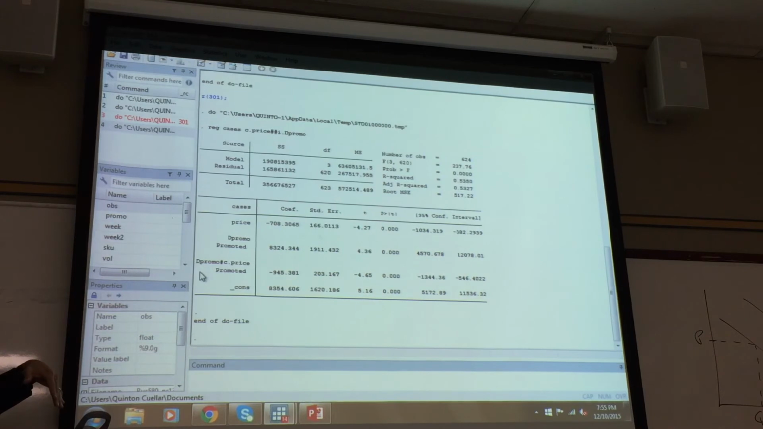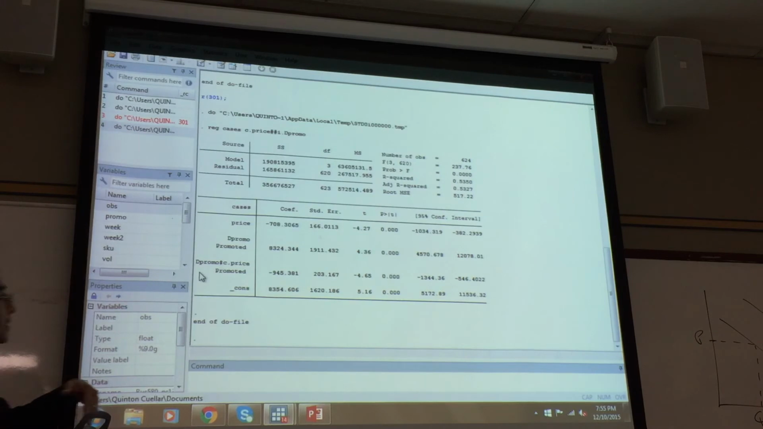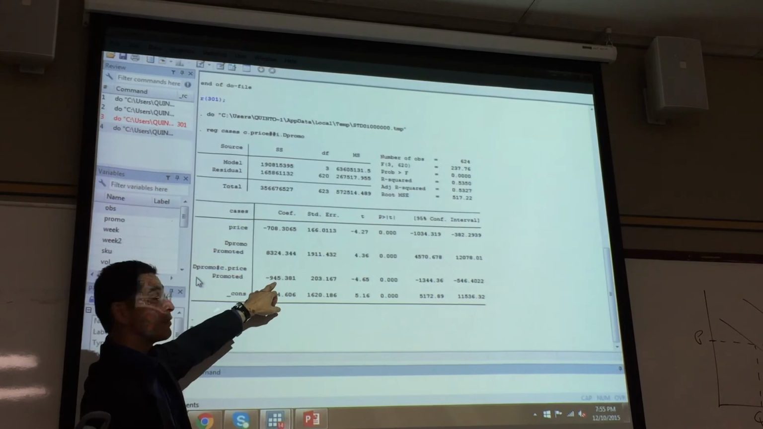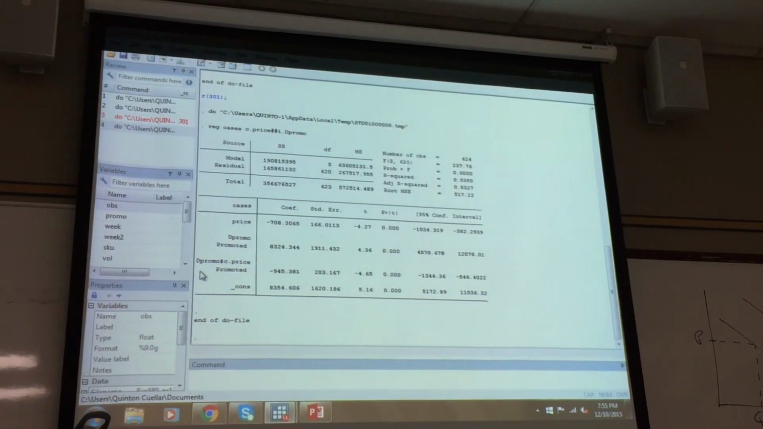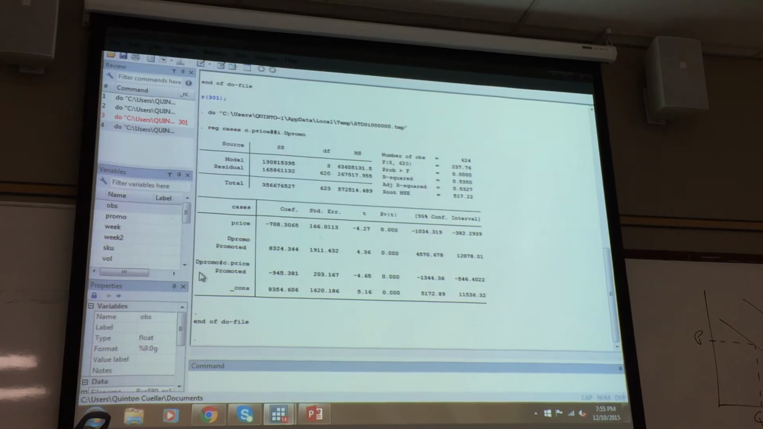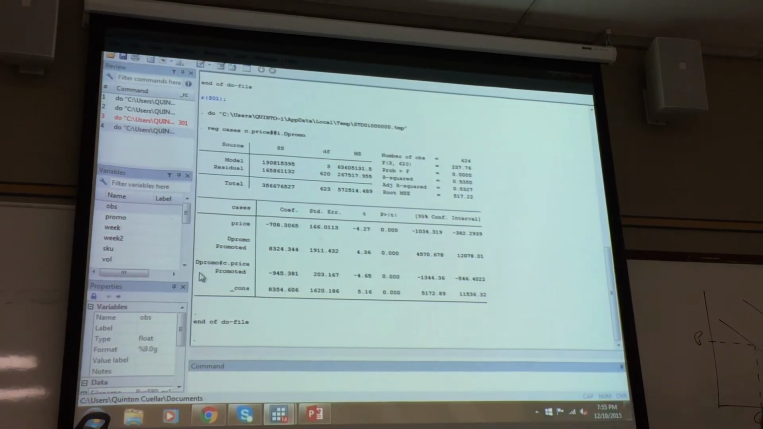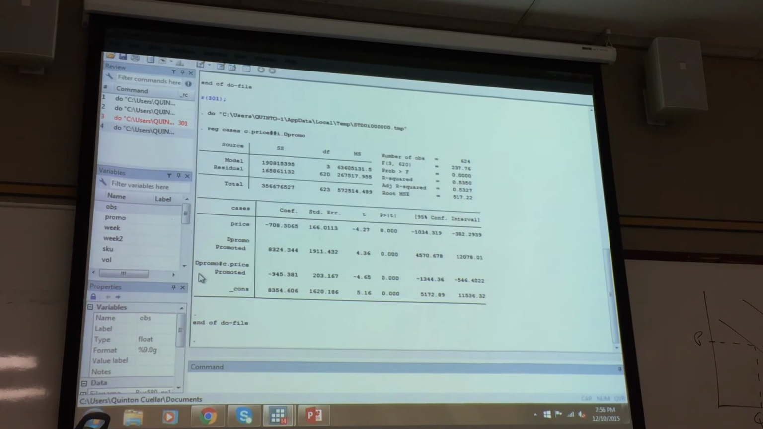For a $1 increase in price on the promoted demand curve, they're going to buy 708 fewer cases, as well as 945 more fewer cases. So they're more price responsive. So it's the slope of the promoted demand curve. This tells us that the promoted demand curve is more responsive to price changes than the non-promoted demand curve. And that difference is statistically significant.